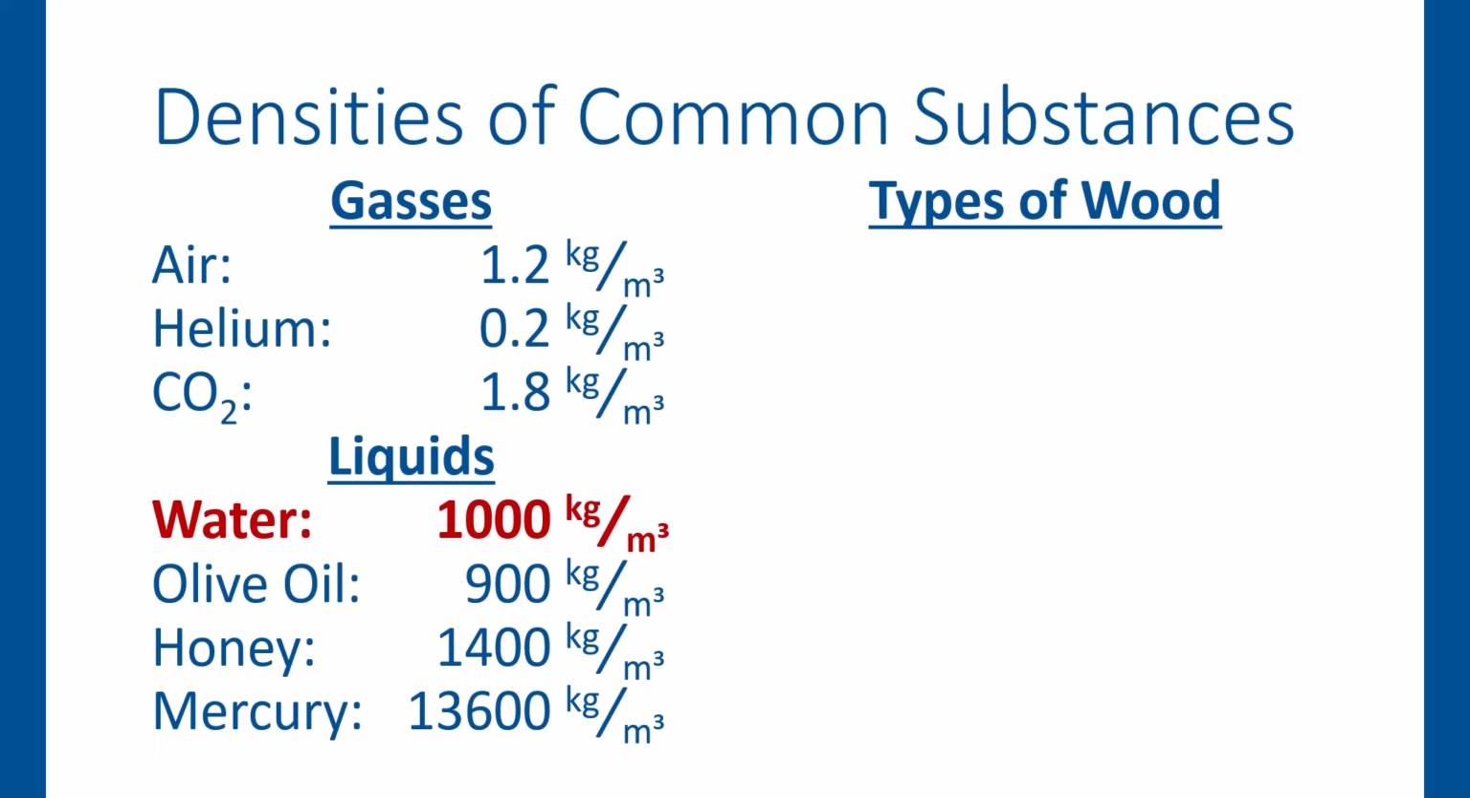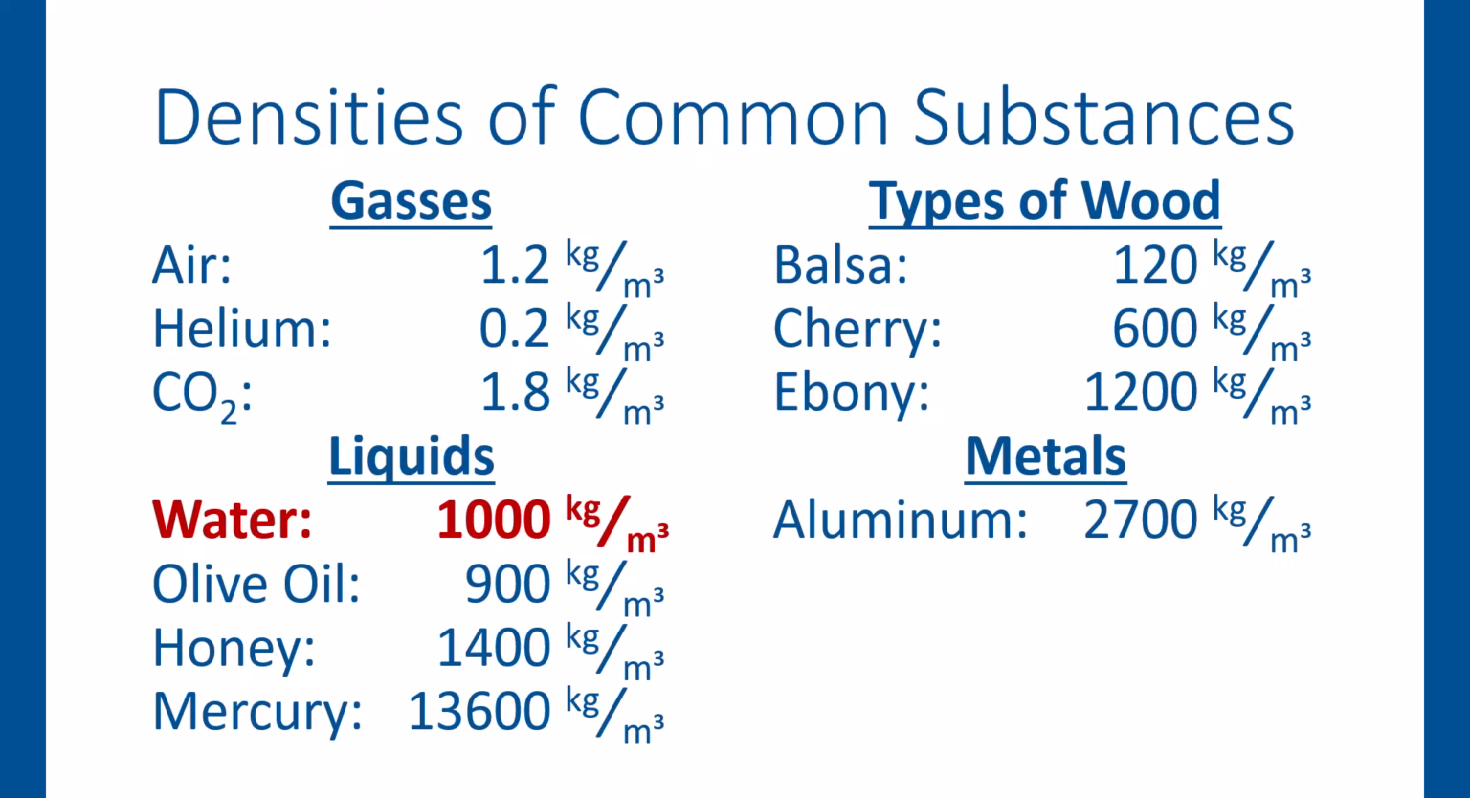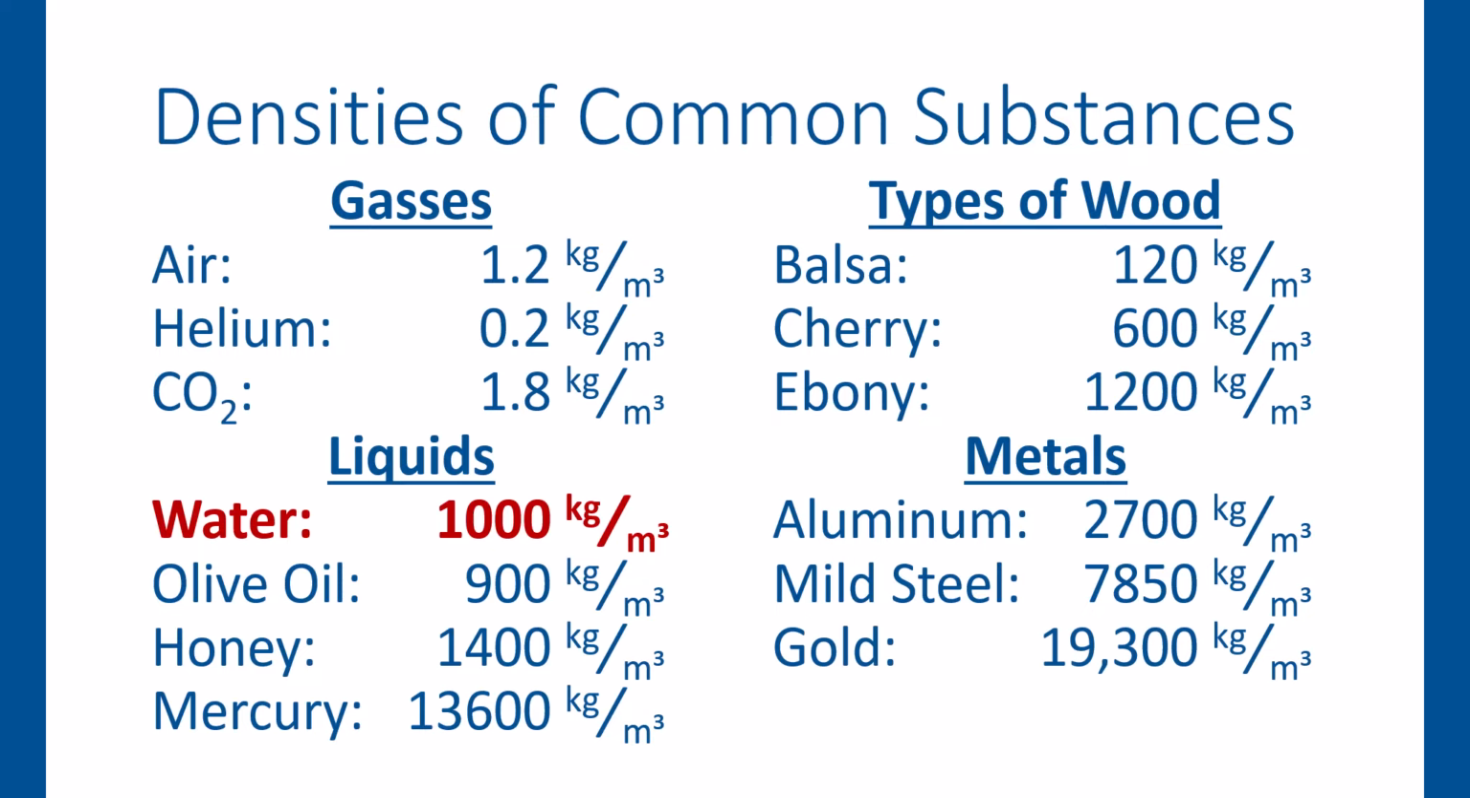Most types of wood have lower densities than water, which is why wood usually floats on water. Ebony is an unusually dense wood. It has a higher density than water, so it sinks. Metals are denser than wood. Aluminum has a particularly low density for a metal. Gold and platinum are very dense.